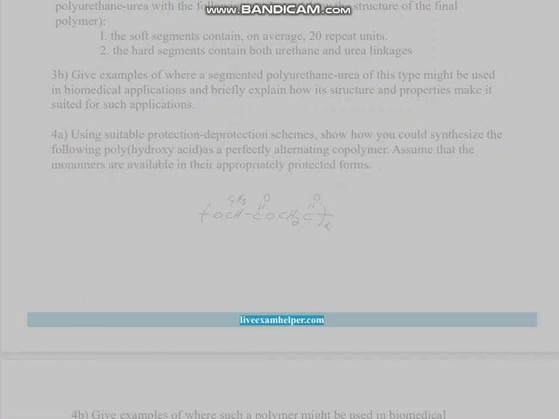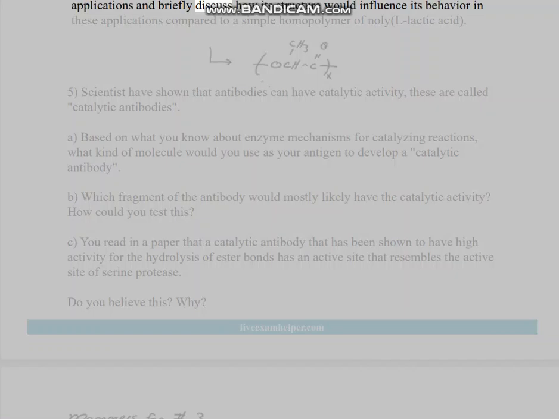4b. Give examples of where such a polymer might be used in biomedical applications and briefly discuss how its structure would influence its behavior in these applications compared to a simple homopolymer of L-lactic acid.